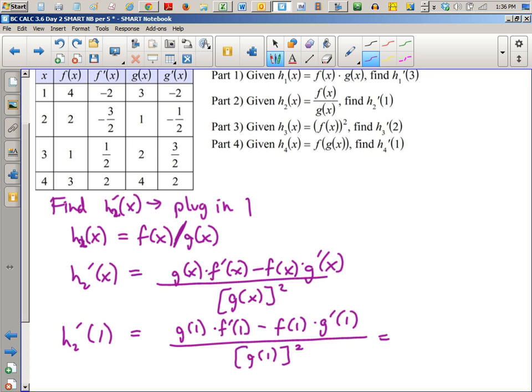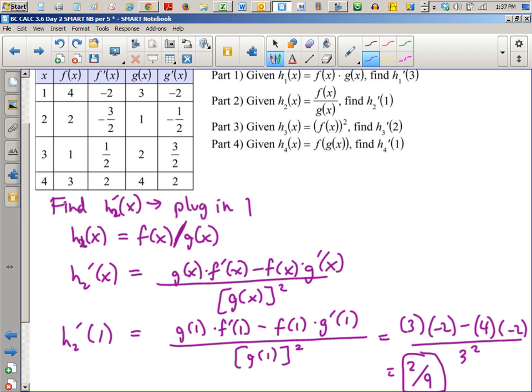Okay, g of 1 is in the table, it's 3. F prime of 1 is negative 2. F of 1 is 4. G prime of 1 is negative 2. And g of 1 is that 3 again. So the answer comes out to negative 6 plus 8 all over 9, so that's 2/9. Interesting problems, not very hard, but you have to know what to do. Okay, what's this next one?